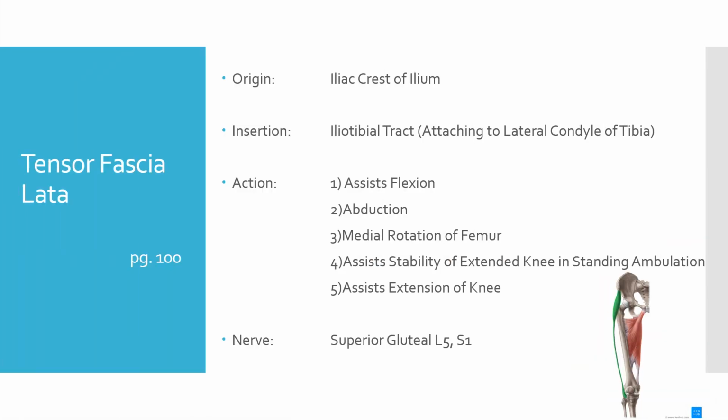Tensor fascia lata. The origin is the iliac crest of the ilium. The insertion is the iliotibial tract attaching to the lateral condyle of the tibia. 5 actions. It assists flexion. It does abduction as well as medial rotation of the femur. It assists stability of the knee in standing ambulation, and it also assists in extension of the knee. The nerve is superior gluteal L5 and S1.